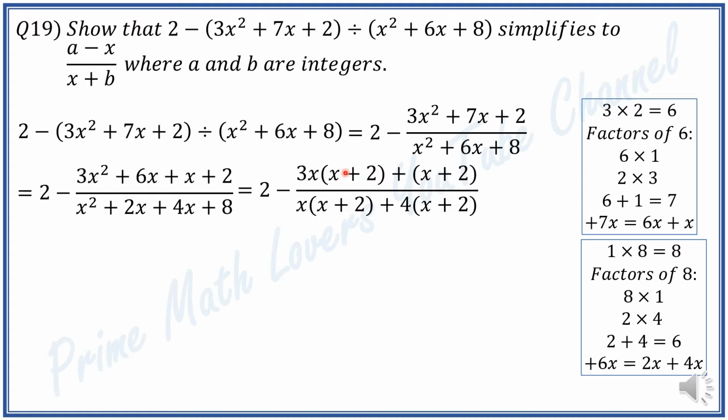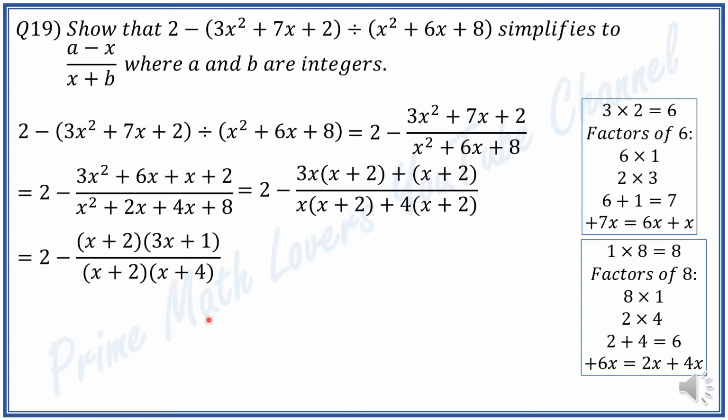Now I factor out x plus 2 on numerator and denominator as well. So we get 2 minus (x plus 2) times (3x plus 1) over (x plus 2) times (x plus 4). I can cancel x plus 2 from numerator and denominator, and I get 2 minus (3x plus 1) over (x plus 4).